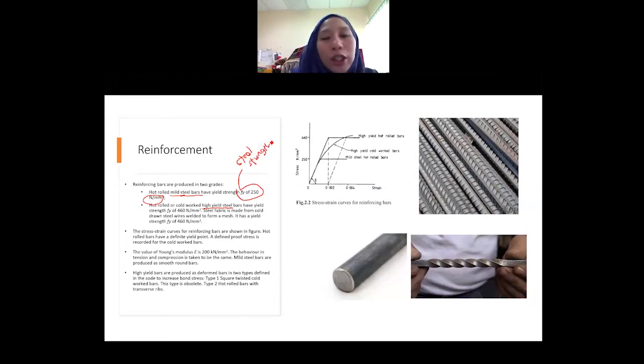This is the symbol. Okay, symbol dia steel strength tak berubah. So FY, kalau kita dengar perkataan FY, so we know that it refers to steel strength. So for mild steel, mana mild steel? If you look at here, the one yang have a smooth surface like this, the one yang I bulatkan ni, so this one is jenis-jenis mild steel bar.